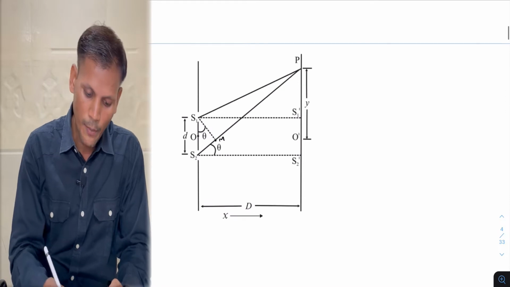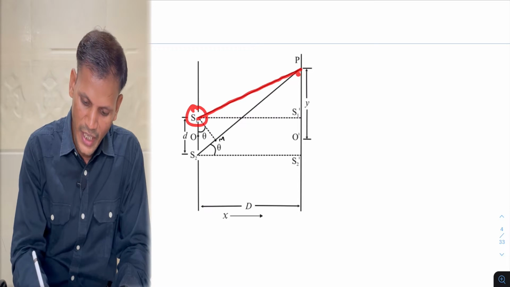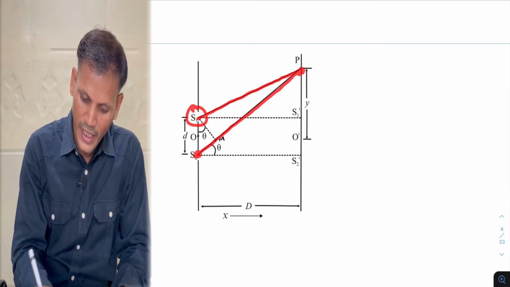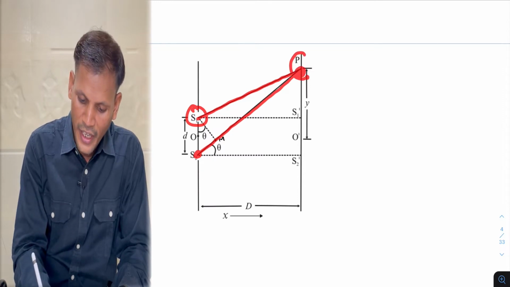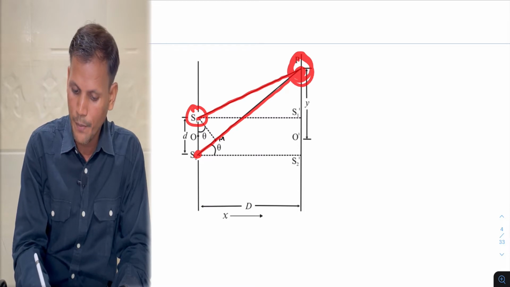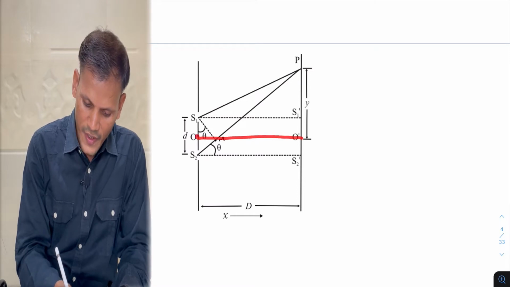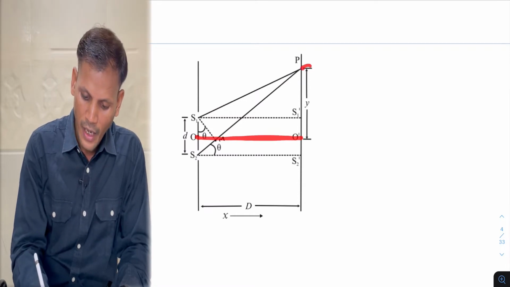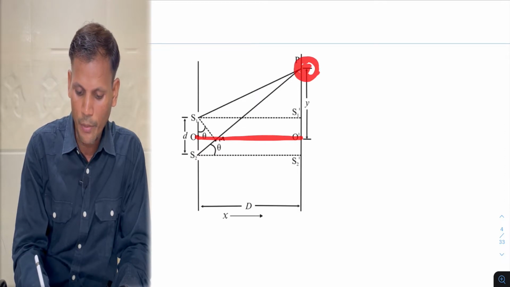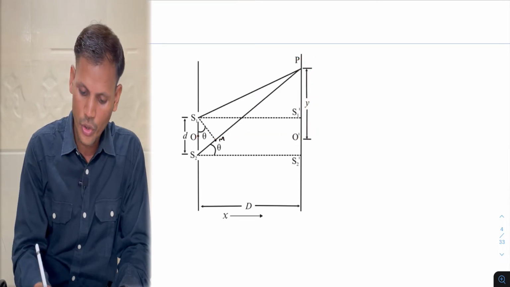So here suppose light from source S1 comes to the point P, and another light from source S2 is coming and meeting or interfering at point P. So at this point there is the formation of the interference pattern. From the central point, at the point at which the interference is obtained, whatever is the distance, that is called the fringe width. So y is the fringe width.